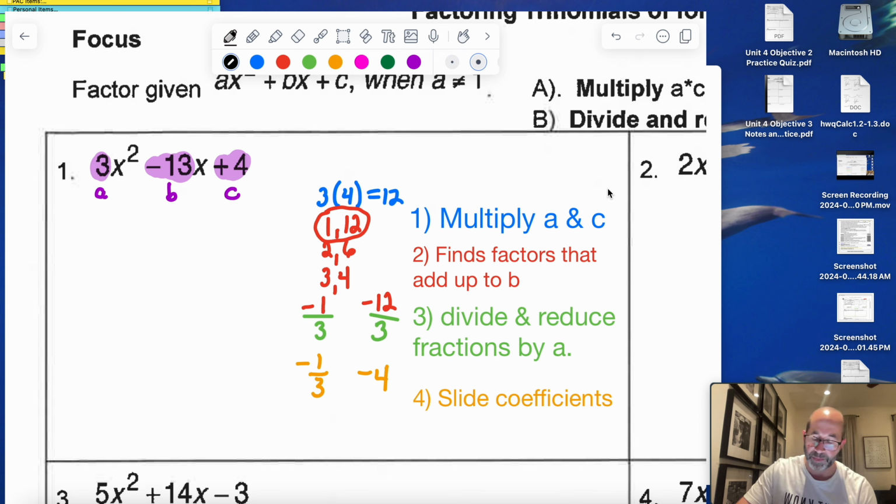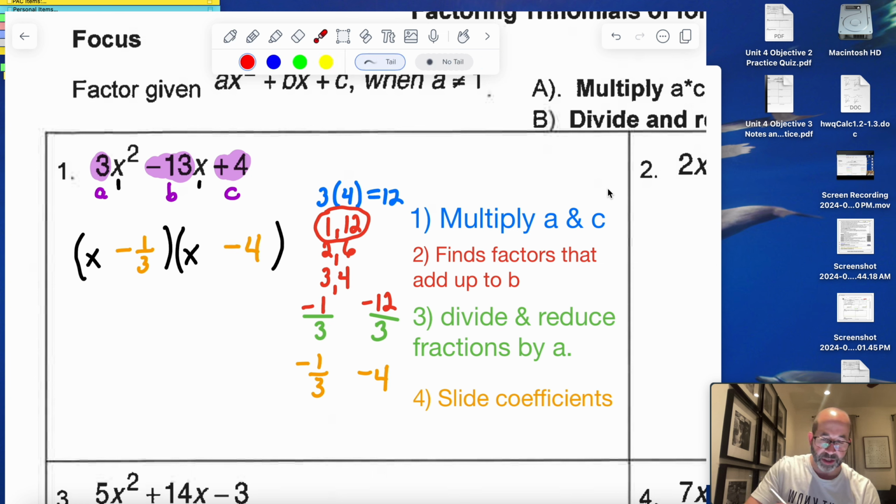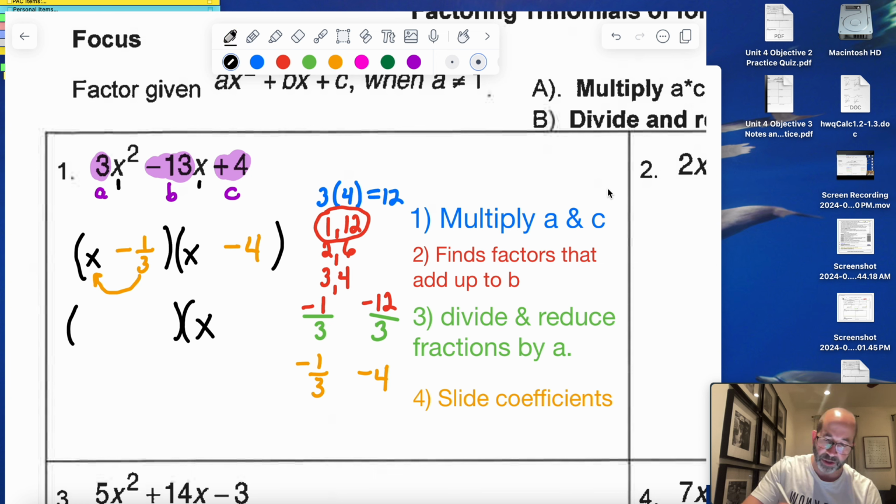Now this is what we're going to do. Ready? We're going to go ahead and write our two groupings. We're going to put in an x in the first spot because that's the variable that's in our problem here. We're going to put in those two fractions we just had, minus 1/3 and minus 4. So in step 4 here, it says we're going to take and slide the coefficients. You ready? We're going to take this 3 that we see here, we're going to slide it over. And what we're going to end up with is a new binomial here that says we have 3x minus 1. That's it. That is the factored form for this.